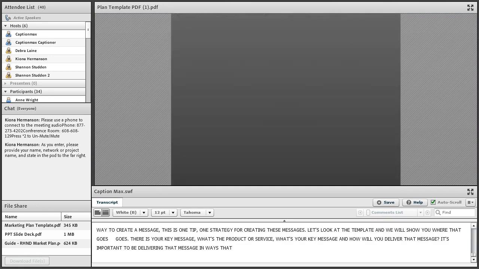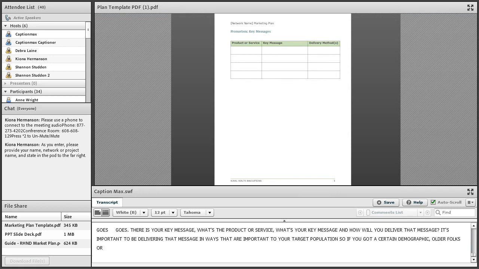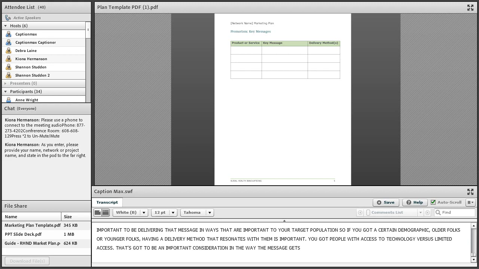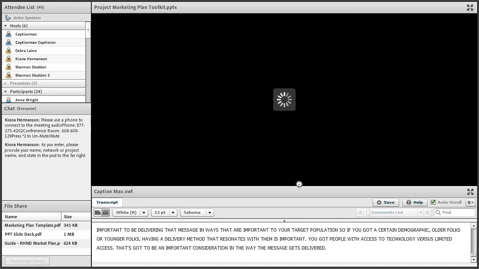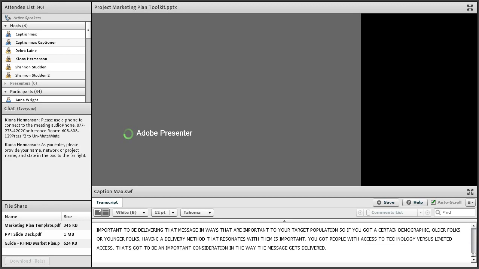ABC equals your message. This isn't the only way to create a message. This is just one tip, one strategy for creating these messages. Let's look at the template. I'll show you where that goes. So there's your key message spot on the template. What's the product or service? What's your key message? And how will you deliver that message? Again, it's important to be delivering that message in ways that are important to your target population. So if you've got a certain demographic, older folks or younger folks, having the delivery method that resonates with them is important. If you've got people with access to technology versus limited access to technology, that's got to be an important consideration in the way that the message gets delivered.